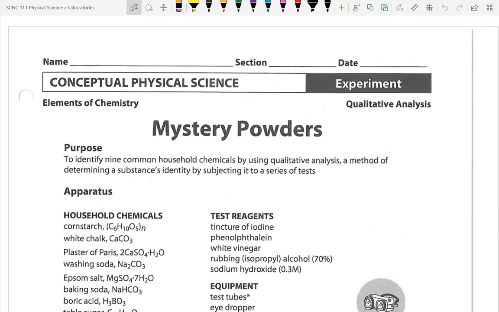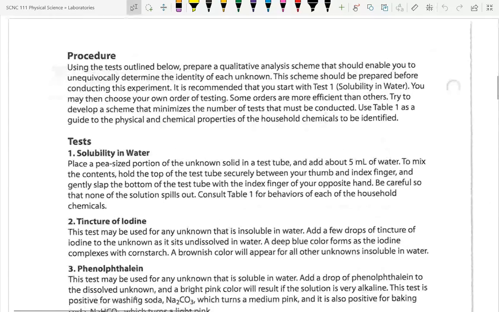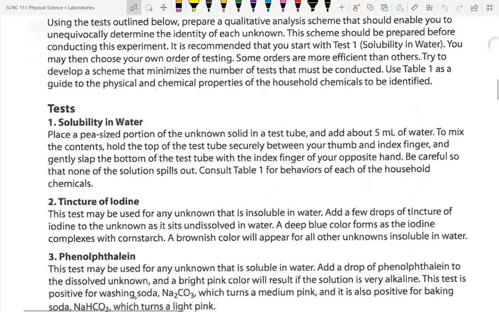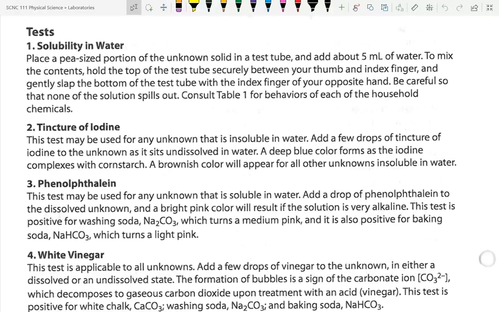Okay, so what we're going to be doing is testing to try to determine what each of these 9 different powders are. So they're labeled sample 1, 2, 3, 4, 5, 6, 7, 8, and 9. And we have a total of 7 tests that we're going to use to try to differentiate which one each of them is. So you have here the different tests, and I'll briefly talk about each test, and then we'll go over what you need to do.